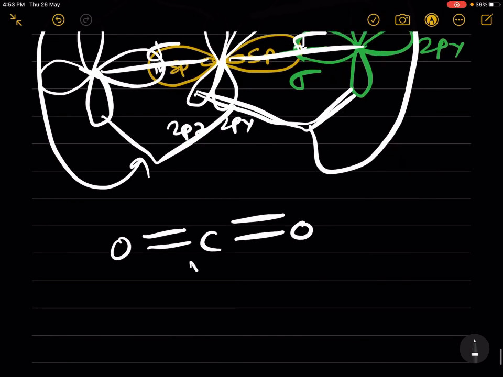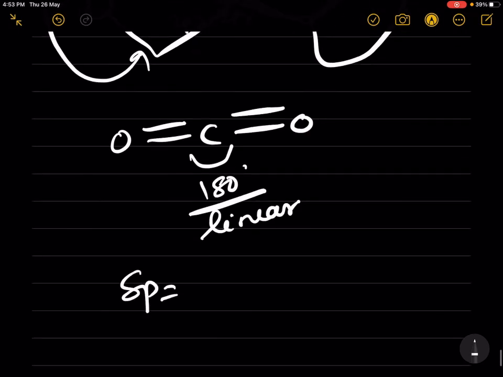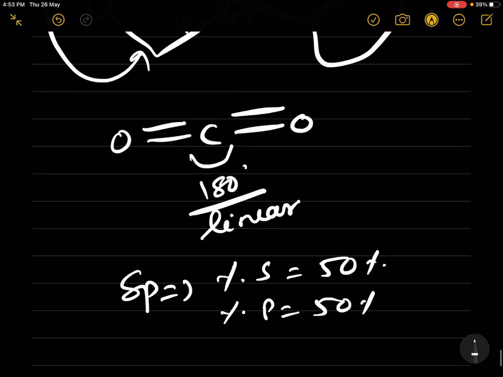Bond angle is 180 degree, shape linear. sp hybridization means percentage of s is 50%, percentage of p is 50%.